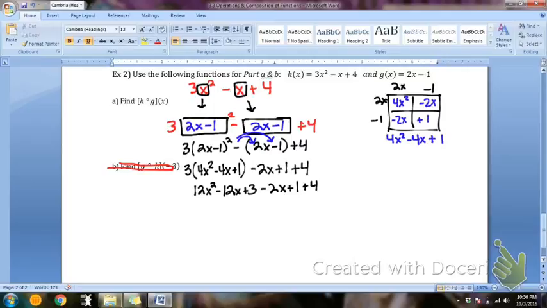Now we'll combine like terms. So 12x squared stands alone. I have a negative 12x and a negative 2x. Negative 14x. 3 plus 1 plus 4 is 8.